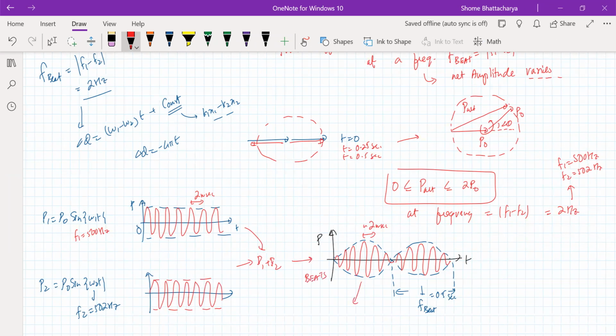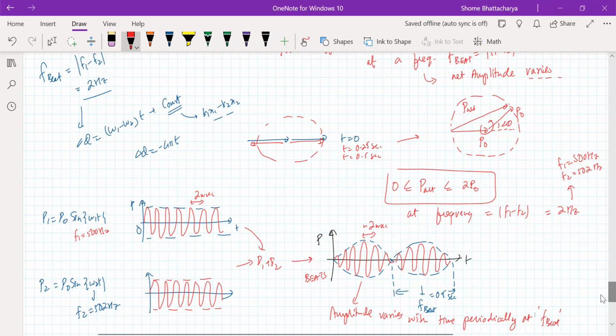That is, the amplitude varies with time periodically at this kind of frequency. Okay, so this is the related phenomenon when there is superposition of waves of different frequencies.